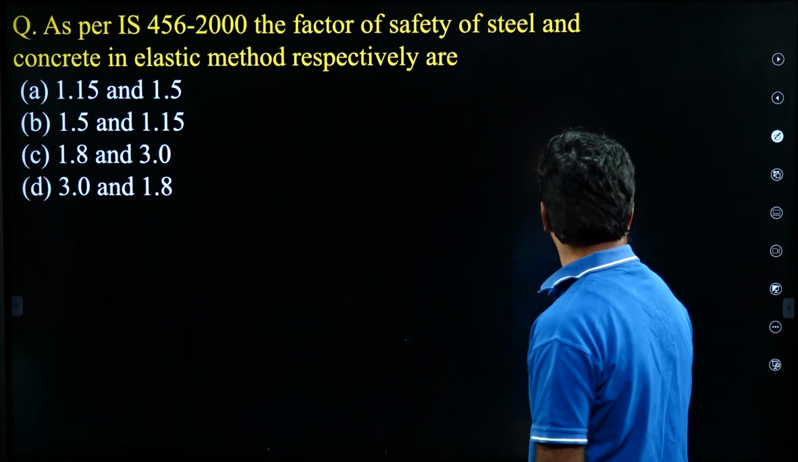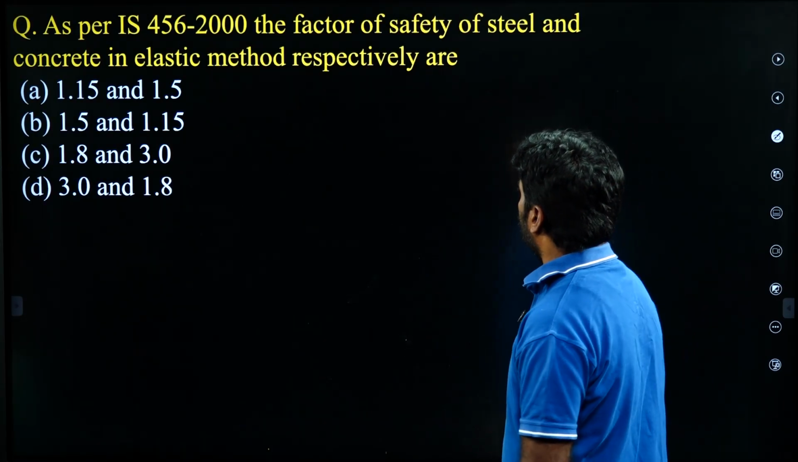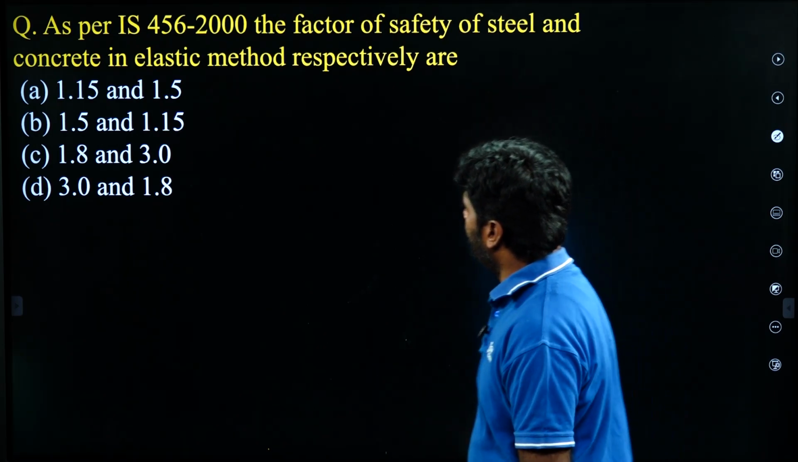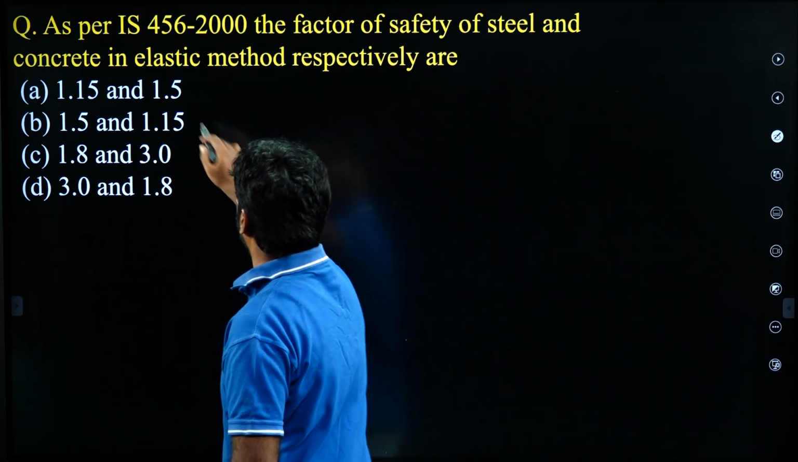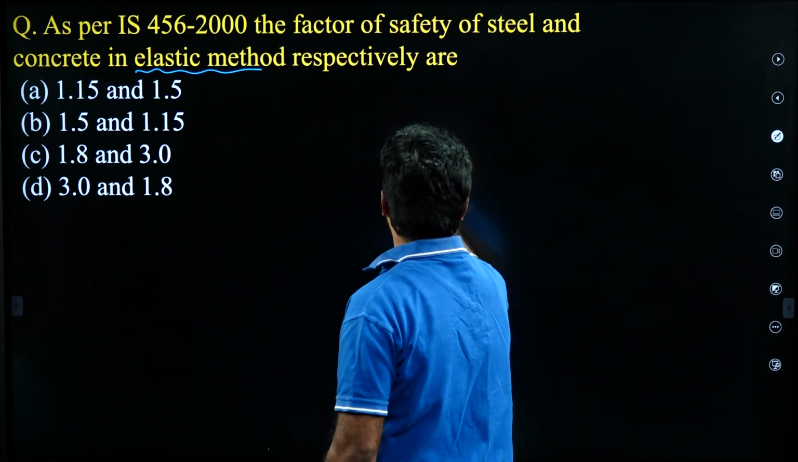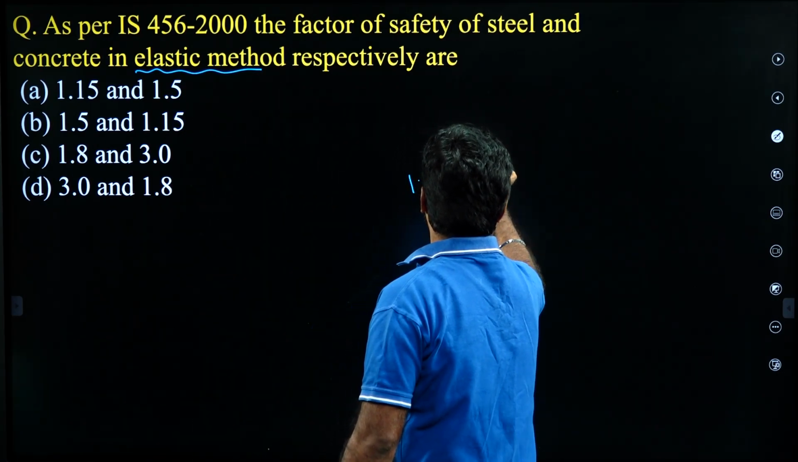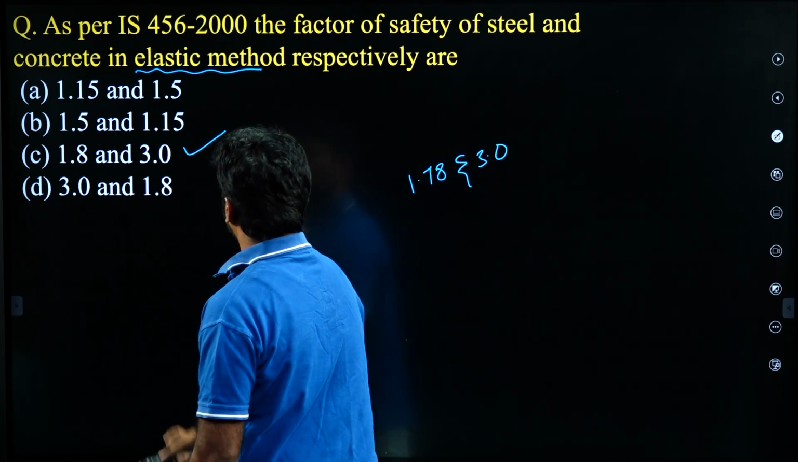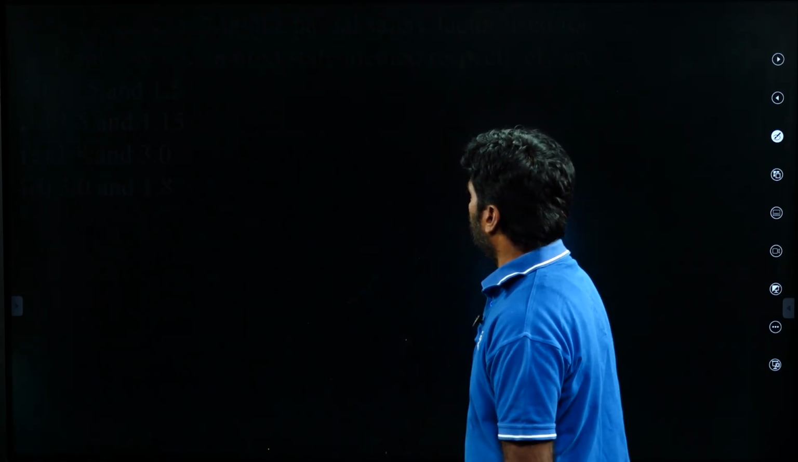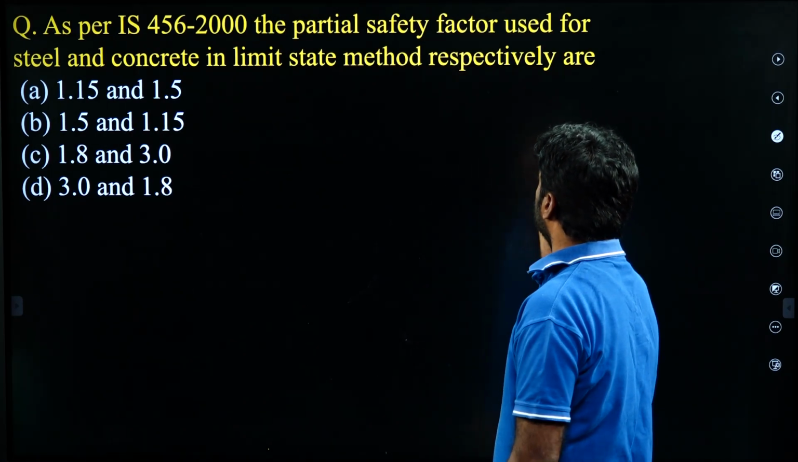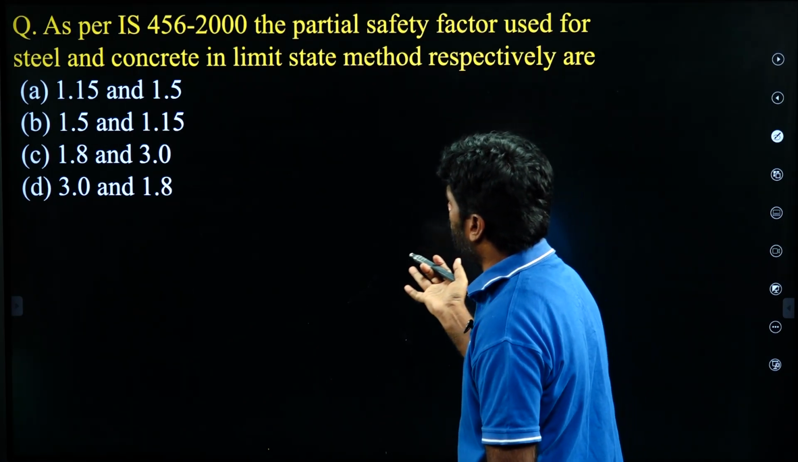Next question. As per IS 456-2000, the factor of safety of steel and concrete in elastic method, not in limit state method, in elastic method. For steel it is 1.78 and for concrete it is 3. My dear, 1.8 and 3. Option C is correct.